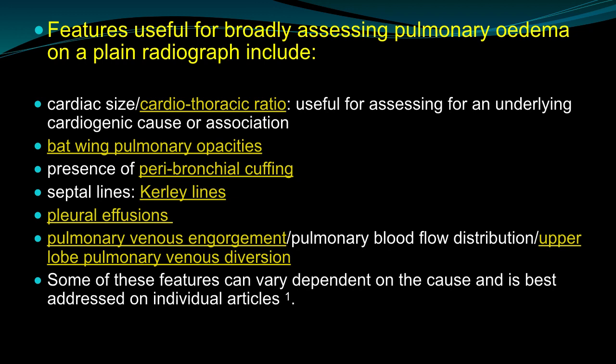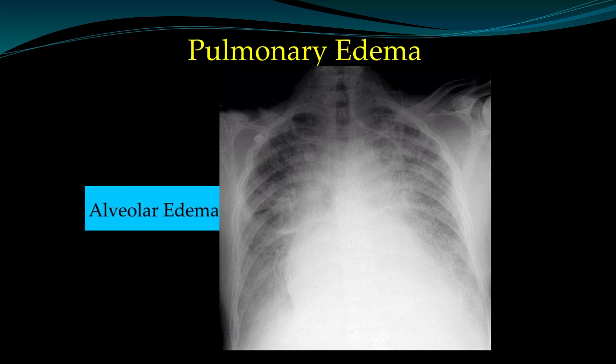useful for assessing for an underlying cardiogenic cause or association, the patchy pulmonary opacities, the presence of peribronchial cuffing, the septal lines, usually the Kerley A, B, or C lines, the pleural effusion, as evident by white segment of the costophrenic sulcus, the pulmonary venous engorgement or pulmonary blood flow distribution, the upper lobe pulmonary venous diversion. Okay, this next slide shows you an alveolar edema as evident by the almost white lung.